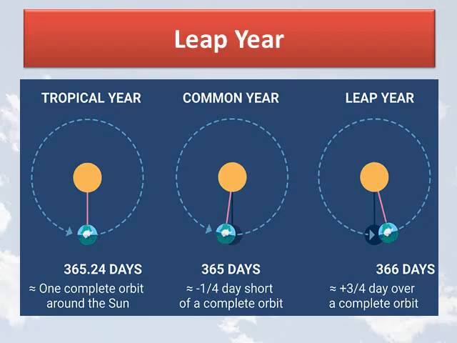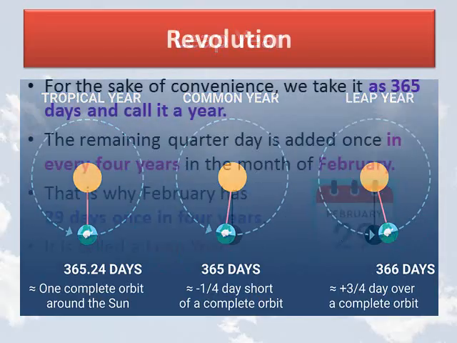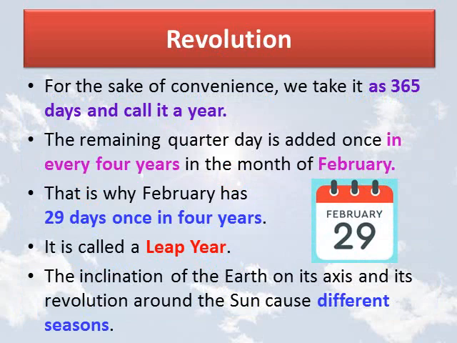And the leap year is 366 days, that is approximately 3/4 day over a complete orbit. Now, for the sake of convenience, we take it as 365 days and call it a year. We don't calculate the 1/4 day, and we round it and calculate 365 days as a year. The remaining quarter day is added once in every 4 years in the month of February. So February has 1 day extra once in 4 years. That is why February has 29 days once in 4 years.